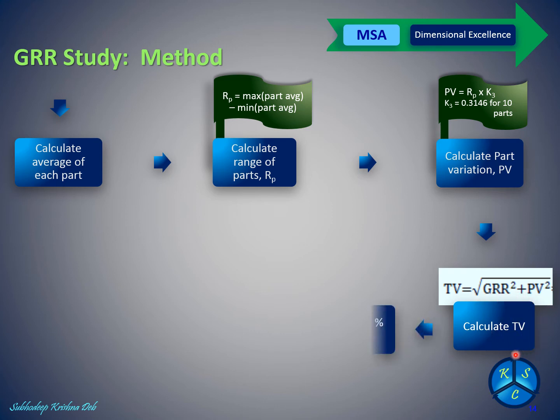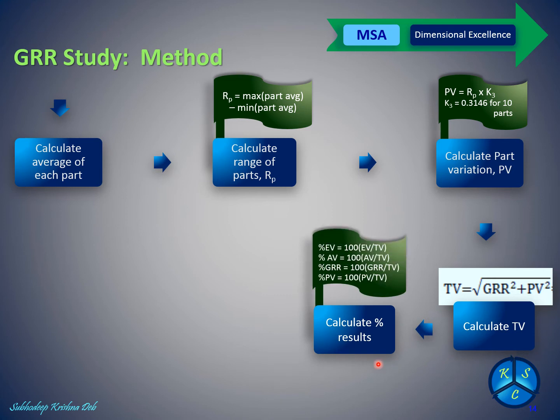Now after calculating this, we finally have to calculate the percentage variance of the EV, the equipment variation, appraiser variation, the percentage GRR and the percentage part variation, all with respect to the total variation. So finally we conclude with this percentage. Now what are the interpretations and how do we need to conclude? We will come to that in the next slide.